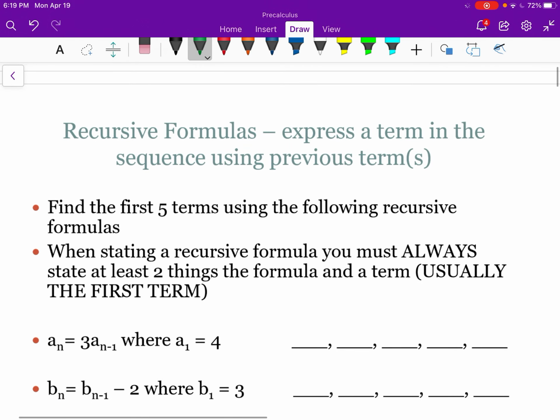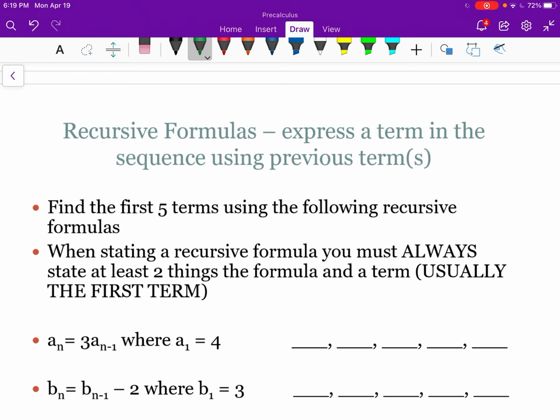All right, so that was our preliminary information. Now we're going to look at recursive formulas. Recursive formulas express a term in the sequence using previous term or terms. So find the first 5 terms using the following recursive formulas.